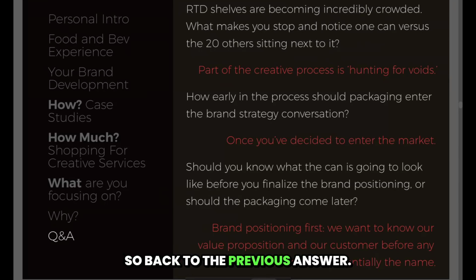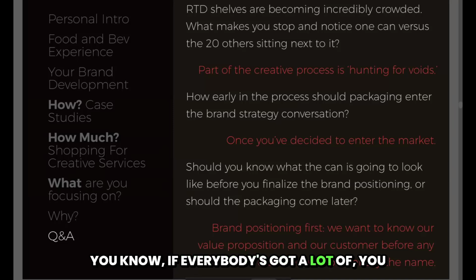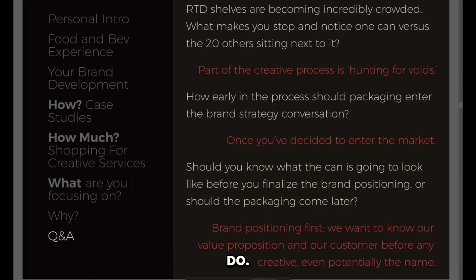So back to the previous answer, we do something called hunting for voids, where we will look at the actual shelf that we are likely to sit on. It could be at Total Wine. It could be at our local grocery store, and say, all right, what are the products that we're going to be sitting next to? Does it make sense for us to zig when everybody's zagging? If everybody's got a lot of bright colors, do we need to do a dark color? That's the simplest expression of what we're trying to do.